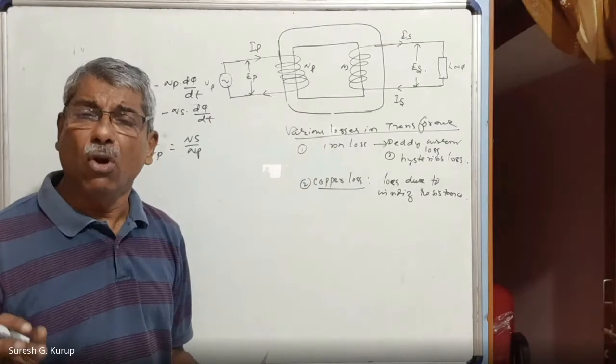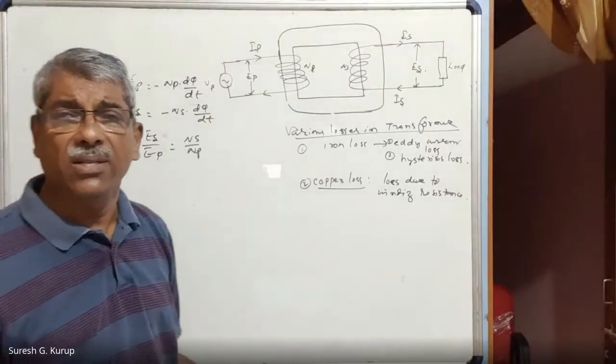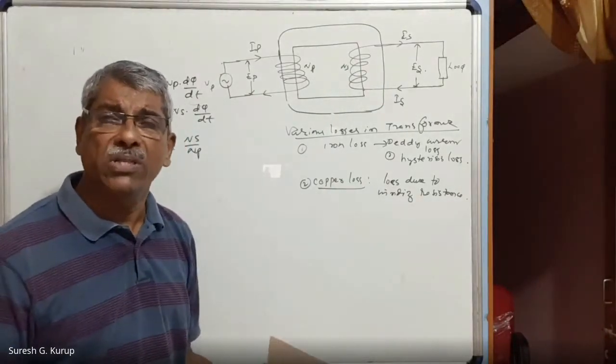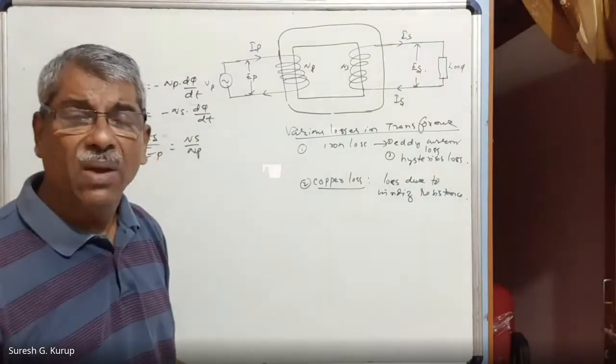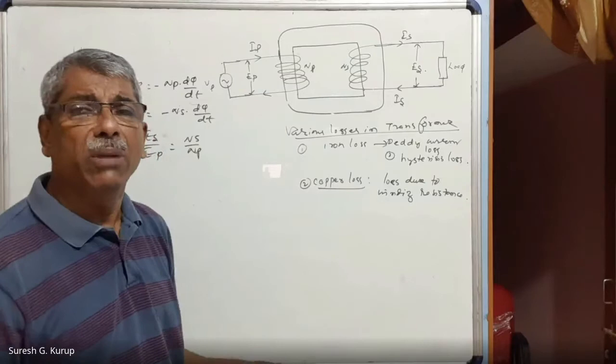Copper loss is there, eddy current loss is there, hysteresis loss is there, right? Iron loss is there. Iron loss means eddy current loss and hysteresis loss only. Then copper loss means resistance due to winding, winding resistance. So due to that, some energy will be lost. All these things are minimized in a transformer.